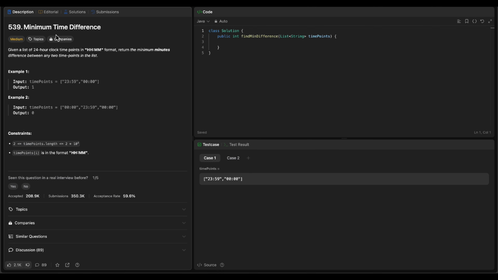Hello everyone, welcome back. Let's talk about another medium problem on Leetcode today. Minimum time difference, Leetcode 539. In this problem, we are given a list of 24-hour clock time points in HH:MM format, and we should return the minimum minutes difference between any two time points in the list.